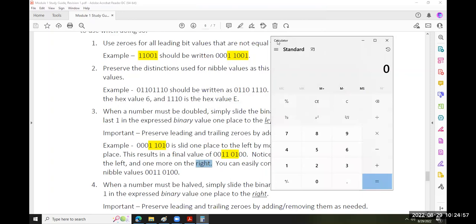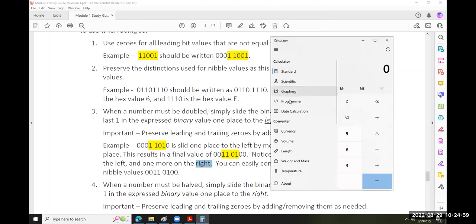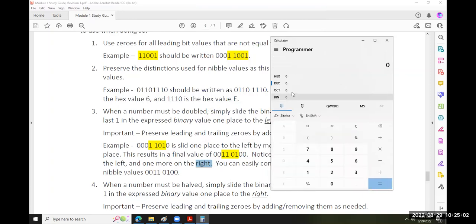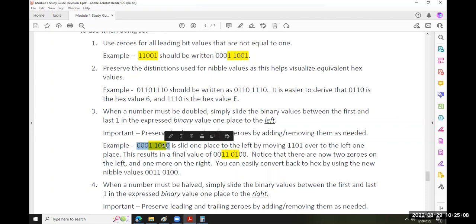Can everybody see my calculator? Yes. Okay. So I'm going to click on the binary option, and I'm going to type in this number. And by the way, who knows what the decimal equivalent of this number is? Can anyone tell me?